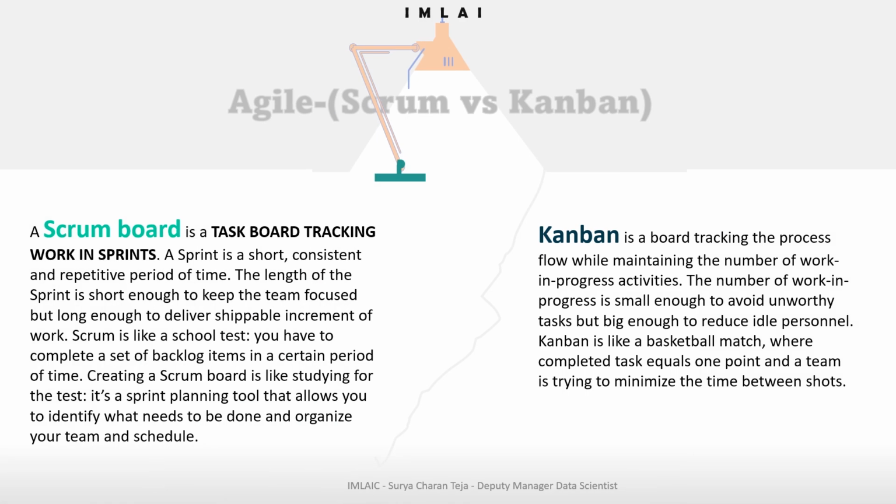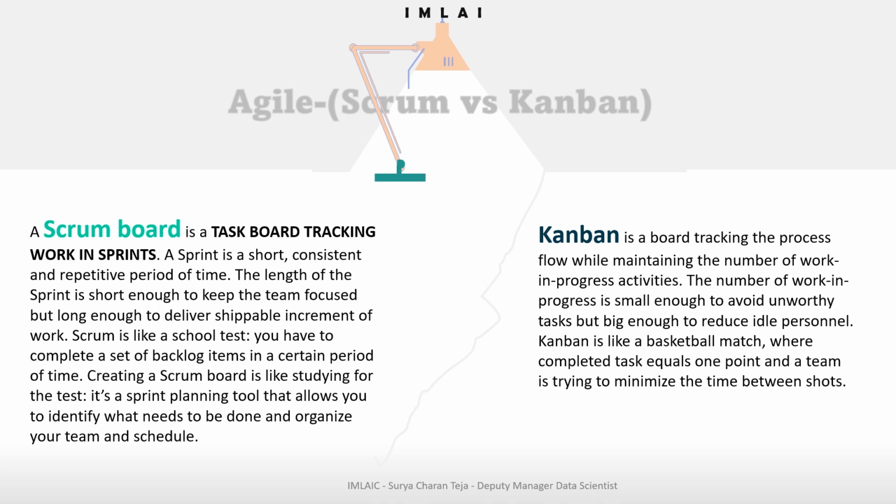So now we have seen Agile, we have seen Scrum framework and Kanban framework in liaison with Agile. So now let's see what is the exact difference in one paragraph. A Scrum board is a task board tracking work in sprints. Whereas a Kanban board is tracking the process flow. One is tracking the process flow, the other one is tracking the task.